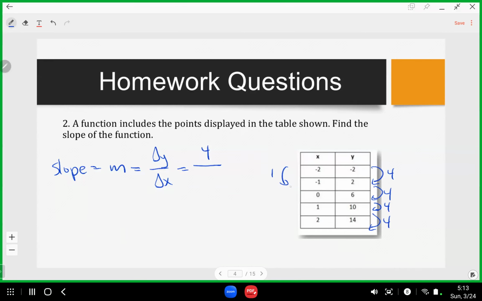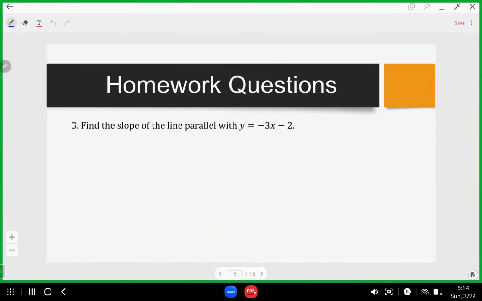Okay, so we go by 1, went by another 1, by another 1, okay, by 1 again. So here, obviously, the change in x is equal to 1, so we just get 4 as our slope. So that is the change in y for every 1 increase in x. The y increases by 4. That's the rate of change. Okay, so that's the slope.